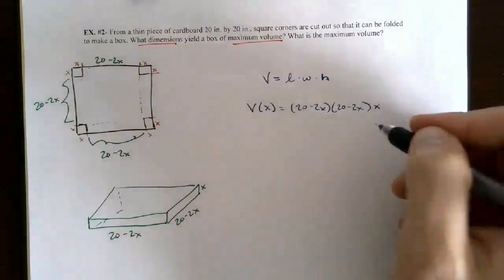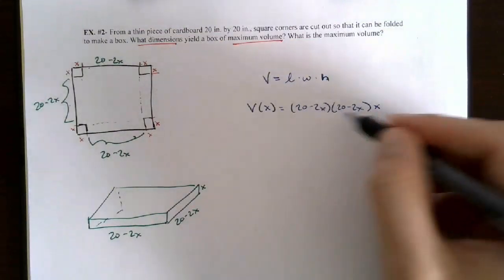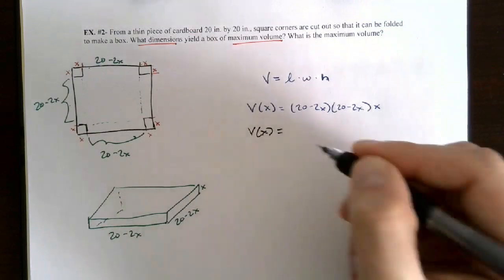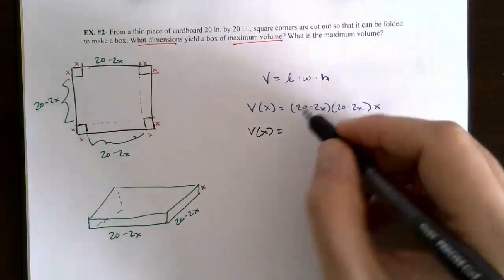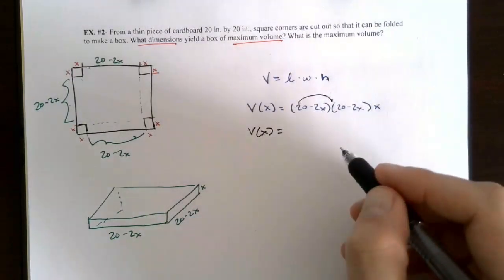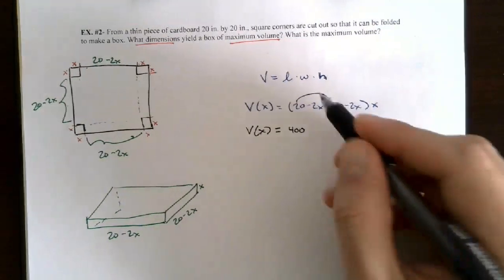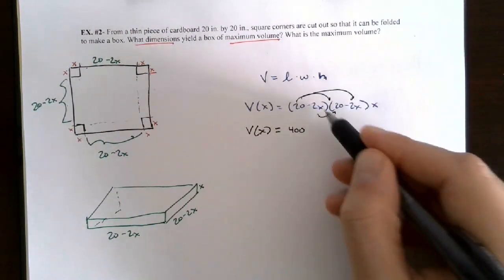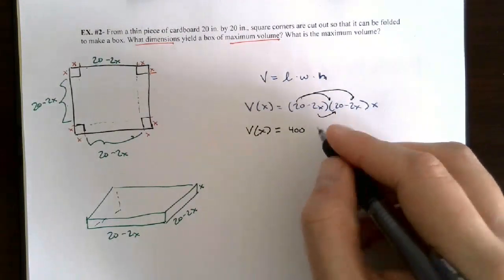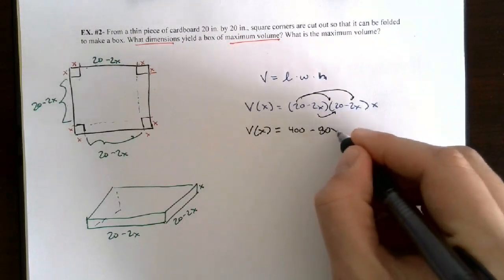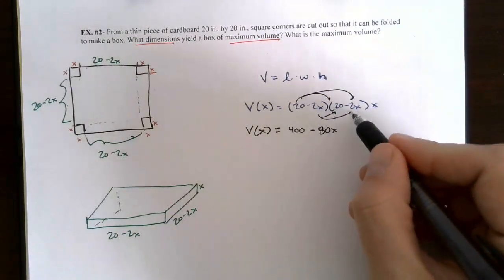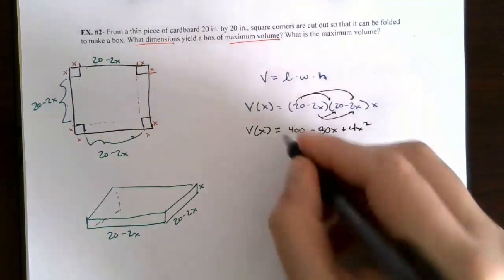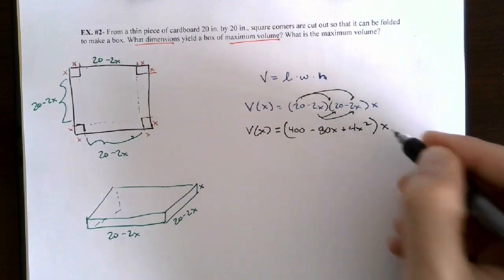So once I'm here, I would probably distribute through. It's probably easier because remember, you're going to eventually want to take the derivative of this. So I'm going to FOIL this to distribute through. And you get 20 times 20, which gives us 400. You have 20 times a negative 2x would be negative 40x. And then you get another negative 40x from the inner. So that's a negative 80x. And then the last, negative times negative makes us a positive. 2x times 2x is 4x squared. And this is all still being multiplied by x here.